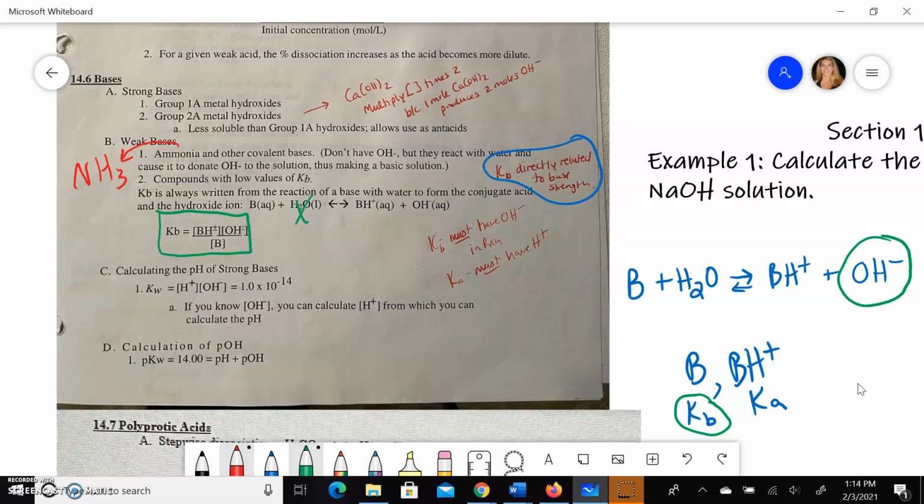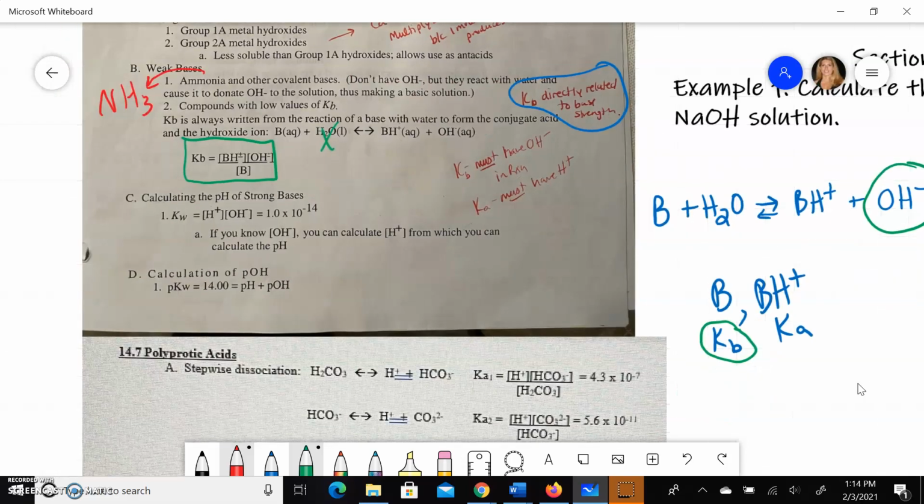To calculate the pH of strong bases, it's just basically the same as before. So if you know the concentration of hydroxide, you can calculate the H+, and then you can get the pH from there. And you can do that from this equation right here.